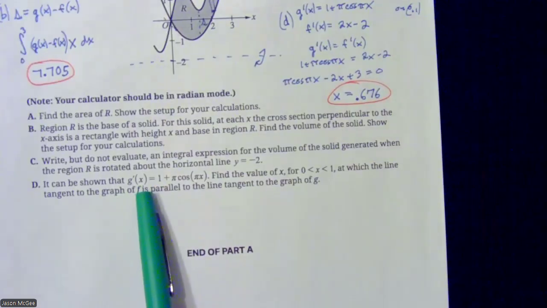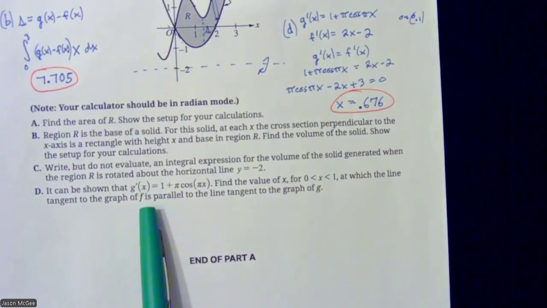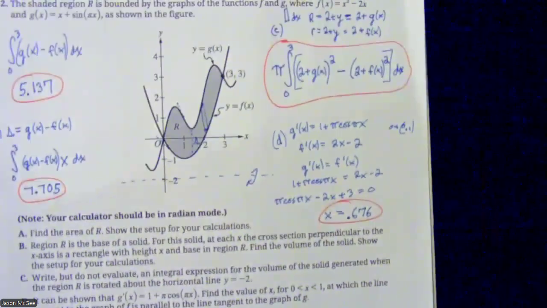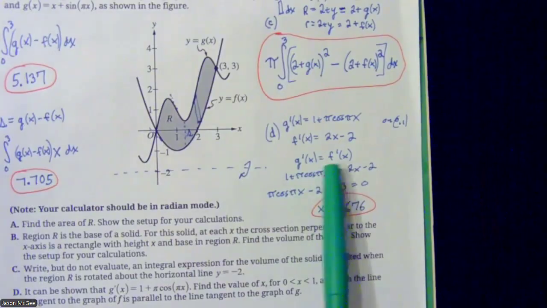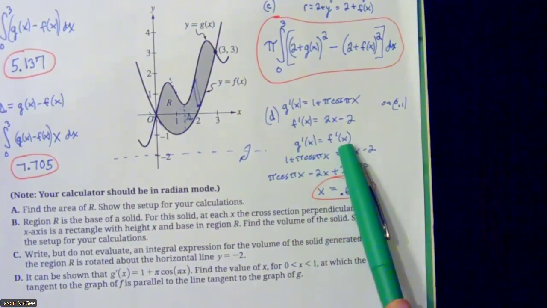All right, so the last part gives us g prime. Find the value at which the line tangent to the graph of f is parallel to the line tangent to the graph of g. When they talk about tangent lines and slopes of tangent lines, they're talking about the derivative. So I need to set the derivatives equal to each other. I need to know when is g prime equal to f prime.